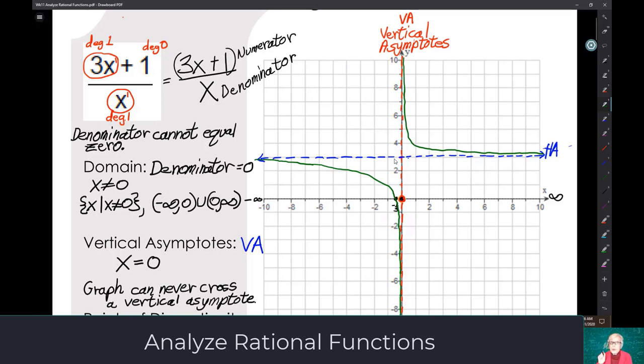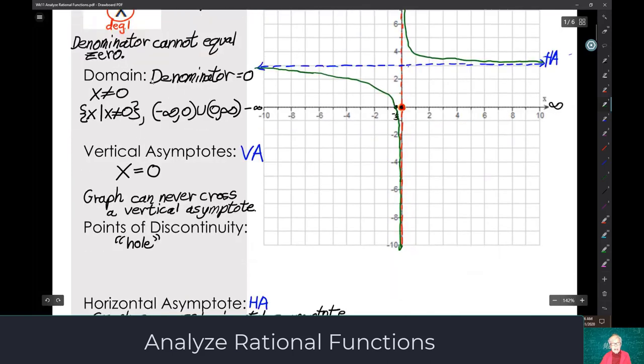On the other hand, the world could come to an end if a graph crosses the vertical asymptote. And that is the story of analyzing our rational function, 3x plus 1 over x.